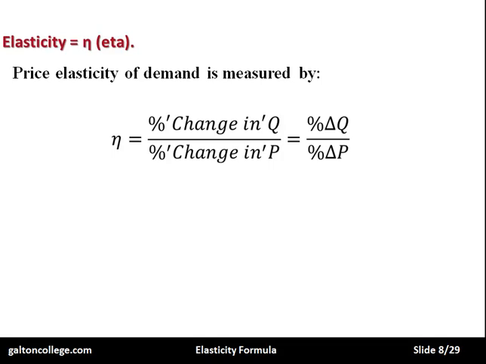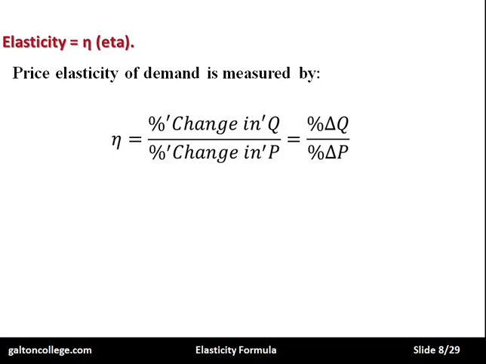We say that elasticity eta is equal to the percentage change in quantity, and I put change in quantity in a single quotation mark here. So it's the percentage change in quantity divided by the percentage change in price. That's all it is. And we write this on the right hand side here as the percentage and a little triangle. That means delta, more Greek letters. Delta stands for the change in. So if we read it, it's percentage delta Q divided by percentage delta P.